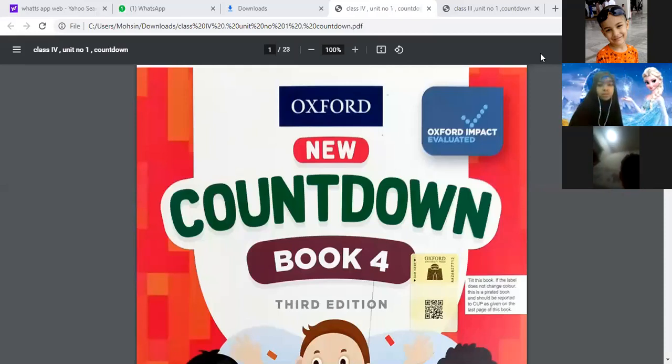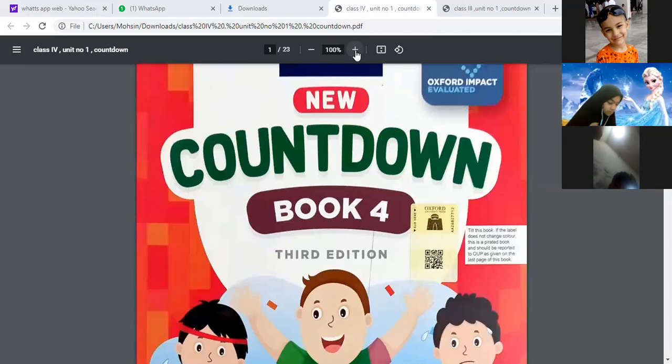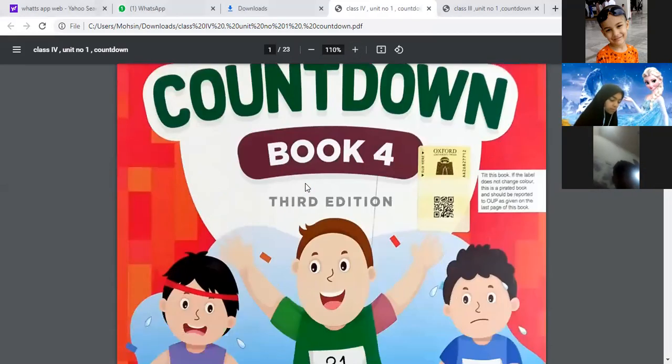Today we are going to start our new book, Countdown Book 4. Hope everyone gets the new book from the market. Today we are going to start its first lesson. The first lesson is numbers and arithmetic operations. We are going to learn about numbers and arithmetic operations. You can see the book on the board.